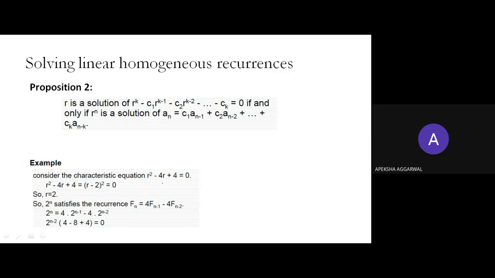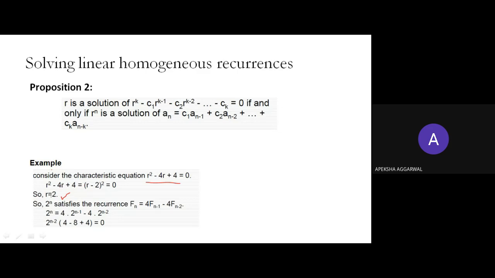So for example, this equation is given to you. This is the characteristic equation, and you will find out r is 2. So 2 to the power n will be the solution of the whole recurrence. What do we want to do using this characteristic equation? We want to reduce it to some value and find its solution, that is r, and say that r to the power n would be the solution of the original recurrence, because we don't want to solve the original recurrence directly. Clear?